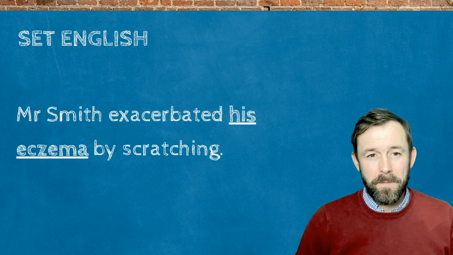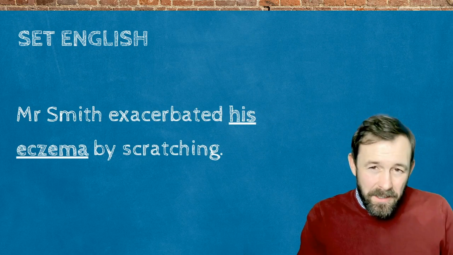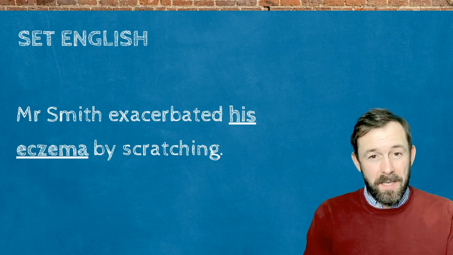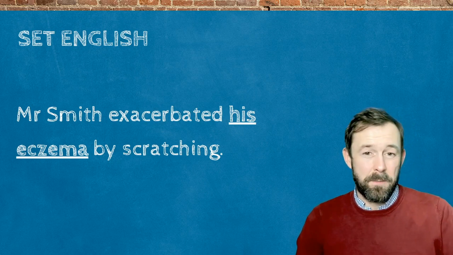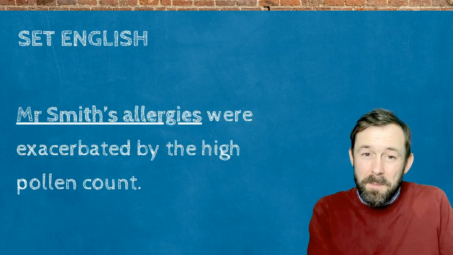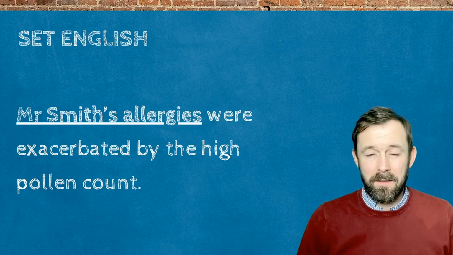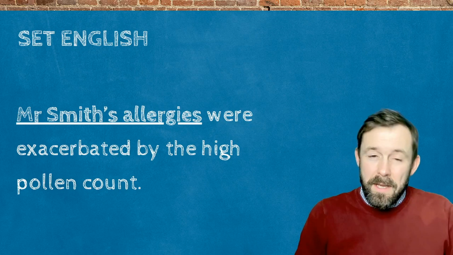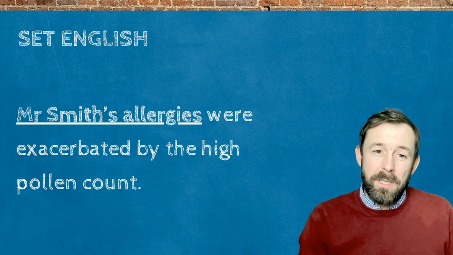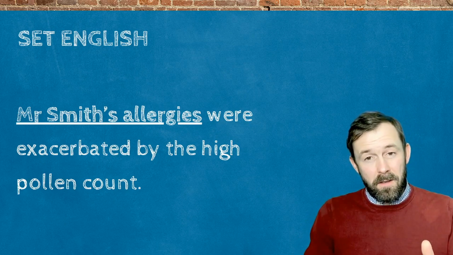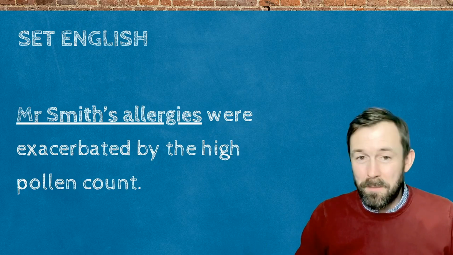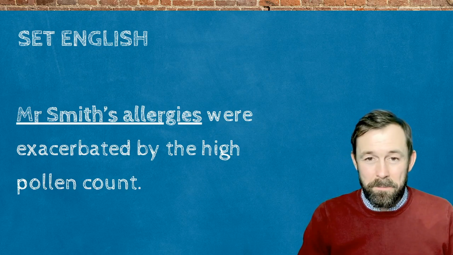So let's look at an example. Mr. Smith exacerbated his eczema by scratching. So Mr. Smith is the subject, the verb is exacerbate, and he exacerbated his eczema. We can also use it in the passive. Okay, Mr. Smith's allergies were exacerbated. All right, so Mr. Smith's allergies in this case is the object of the sentence. So every time that we use exacerbate, we follow it with the thing that is being exacerbated. You can exacerbate your asthma, you can exacerbate an infection, you can exacerbate your eczema.